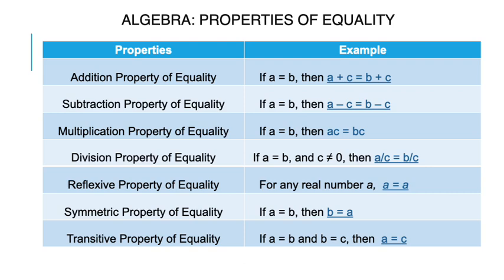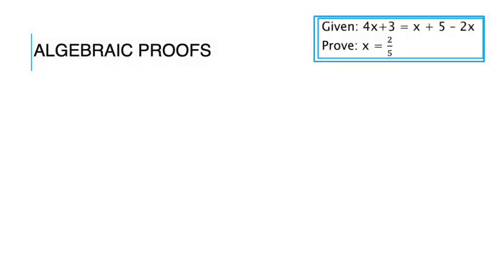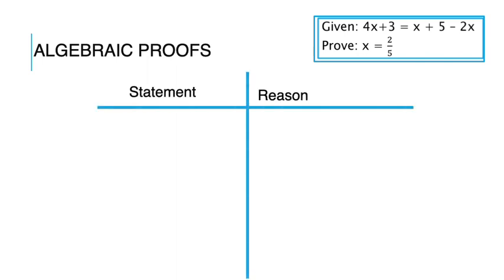So what we're going to do is apply these properties of numbers and properties of equality by solving an equation. And we're not only going to solve the equation and show what the solution is, but we're going to show each step of our reasoning and justify each step. So we're going to start with this two-column proof. The statement is on the left, the reason is on the right, and we are solving the equation 4x plus 3 is equal to x plus 5 minus 2x. Now the reason is that one is given. So most often the given statement will be at the top of a two-column proof.